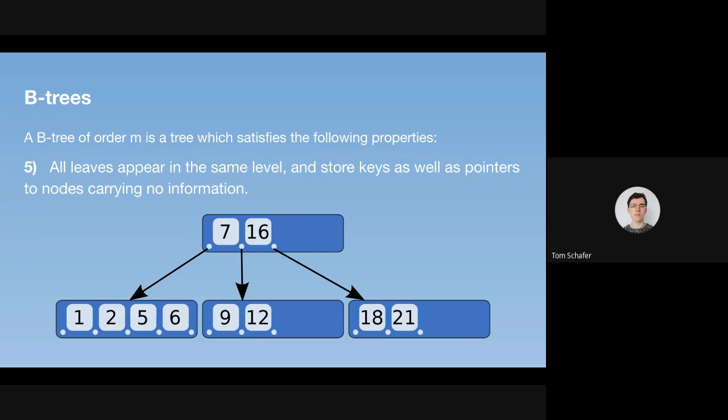And the last part of this definition is all leaves appear in the same level and can store keys as well as pointers to nodes, but the nodes carry no information. So essentially the child nodes, you could imagine we'd have some sort of empty child nodes here if we wanted to. It doesn't necessarily affect the definition, but they carry no information.